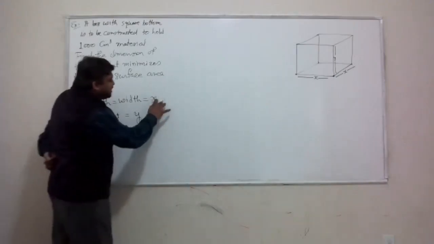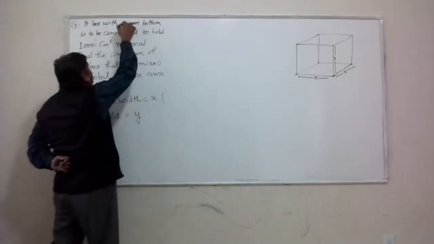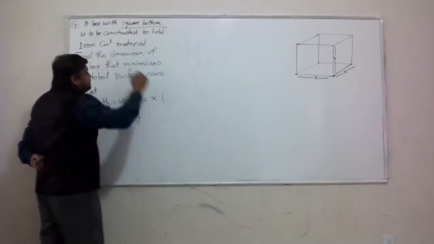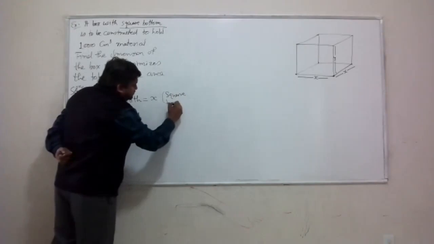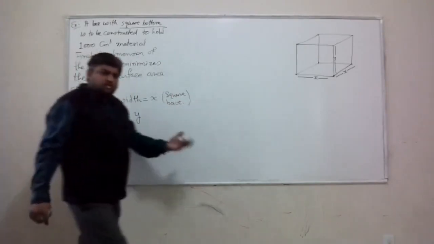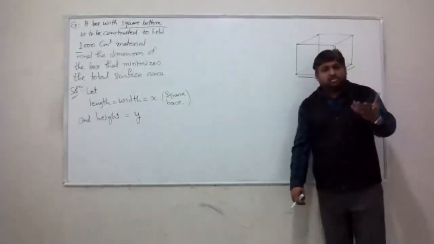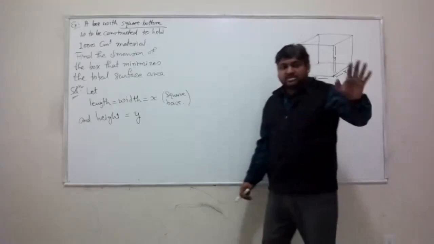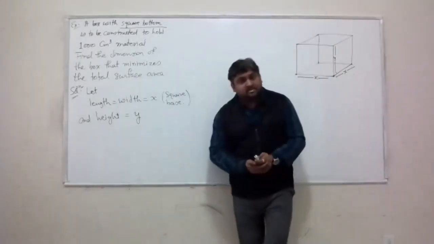So as I said, I got this impression from the fact that the box has a square bottom or square base. Square base means it will have the length and width the same for the base. Okay. So as I said, we solve this problem in 7 simple steps.